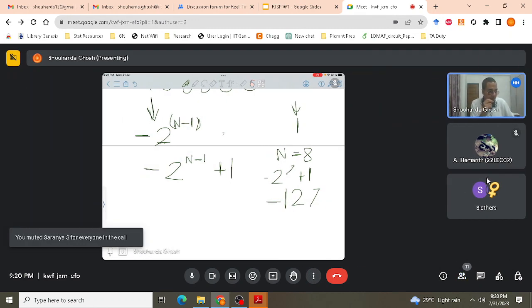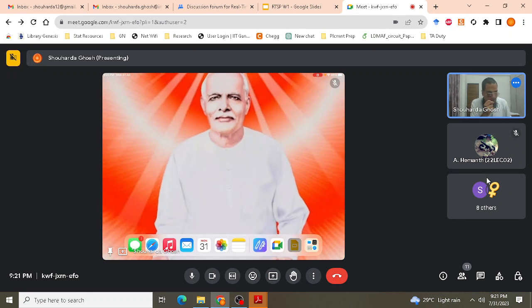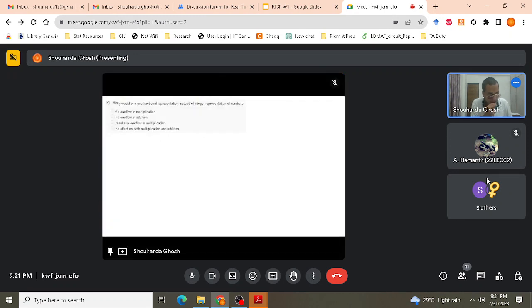Okay, so it's minus 127. That's fine. Okay, why would one use fractional representation instead of integer representation of numbers? I had already explained this in great detail a few questions back. I guess you should be able to answer this. Can anybody please tell me? We had discussed it in great detail when you were talking about the scaling question.